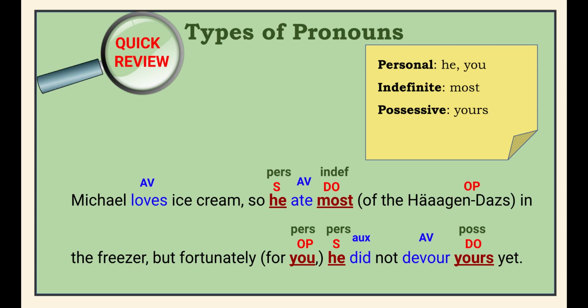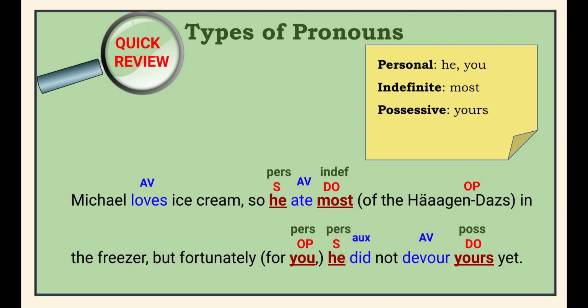He is a personal pronoun, and it serves as a subject in both of these clauses. He ate and he did devour. The second, most, is an indefinite pronoun, and it serves the function of a direct object. What did he eat? Most. Remember, a direct object will not be in a prepositional phrase, which is why I put of the Haagen-Dazs in parentheses.